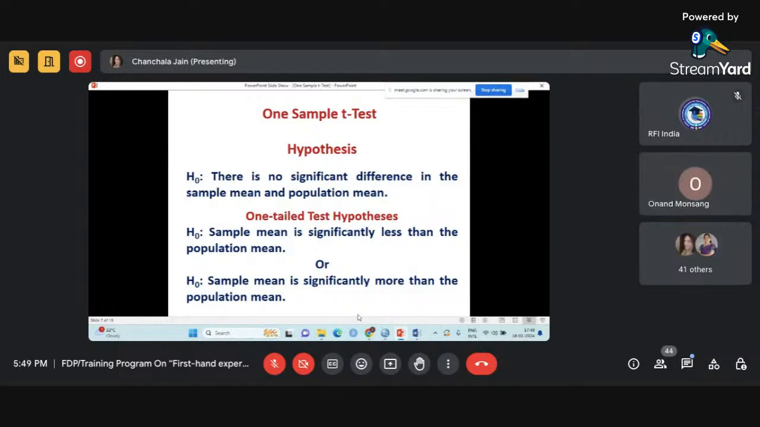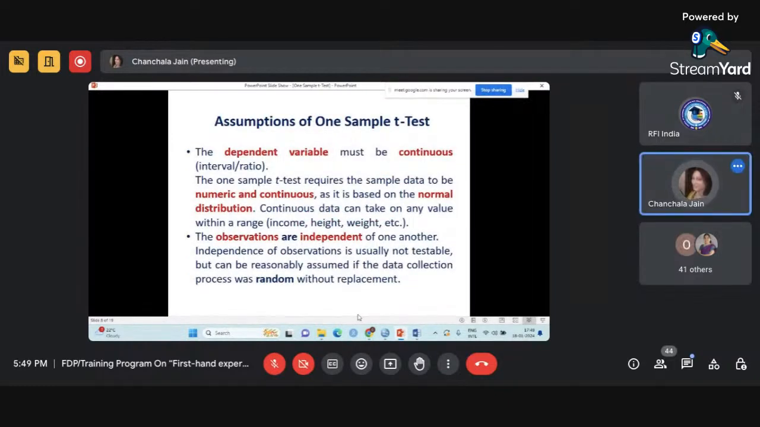Yes, ma'am. Now talking about the important part of the t-test, that is the assumptions, right? There are a total of 4 assumptions for the one sample t-test. The very first one is the dependent variable must be continuous. That is, it should be a numeric variable, or I can say it should be a variable measured on an interval or ratio scale, right?